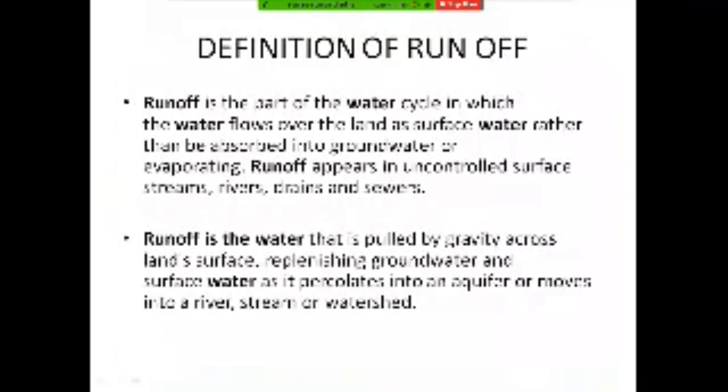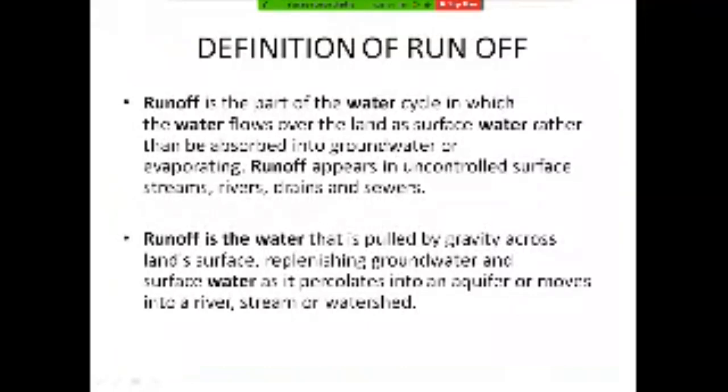Now, definition of the runoff. What is runoff? Runoff is a part of the water cycle in which the water flows over the land as surface water rather than be absorbed into the groundwater or evaporating. Runoff appears in uncontrolled surface, streams, rivers, drains, and the sewers.